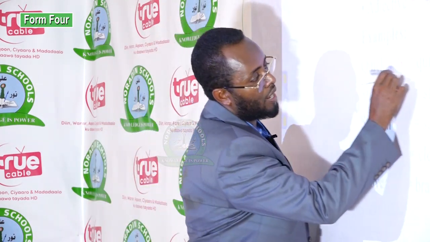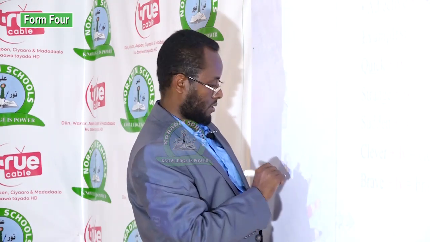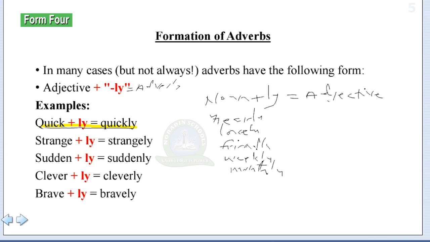The question is, what about strange plus ly? Strangely is an adverb. Sudden plus ly is suddenly. This is an adverb. Adverb of what? Adverb of manner. What about clever plus ly? Cleverly. So clever plus ly equals cleverly. This is an adverb of manner, and this is an adjective. Brave plus ly is bravely. So these are adverbs of manner and these are adjectives. So you see that adjective plus ly is an adverb.